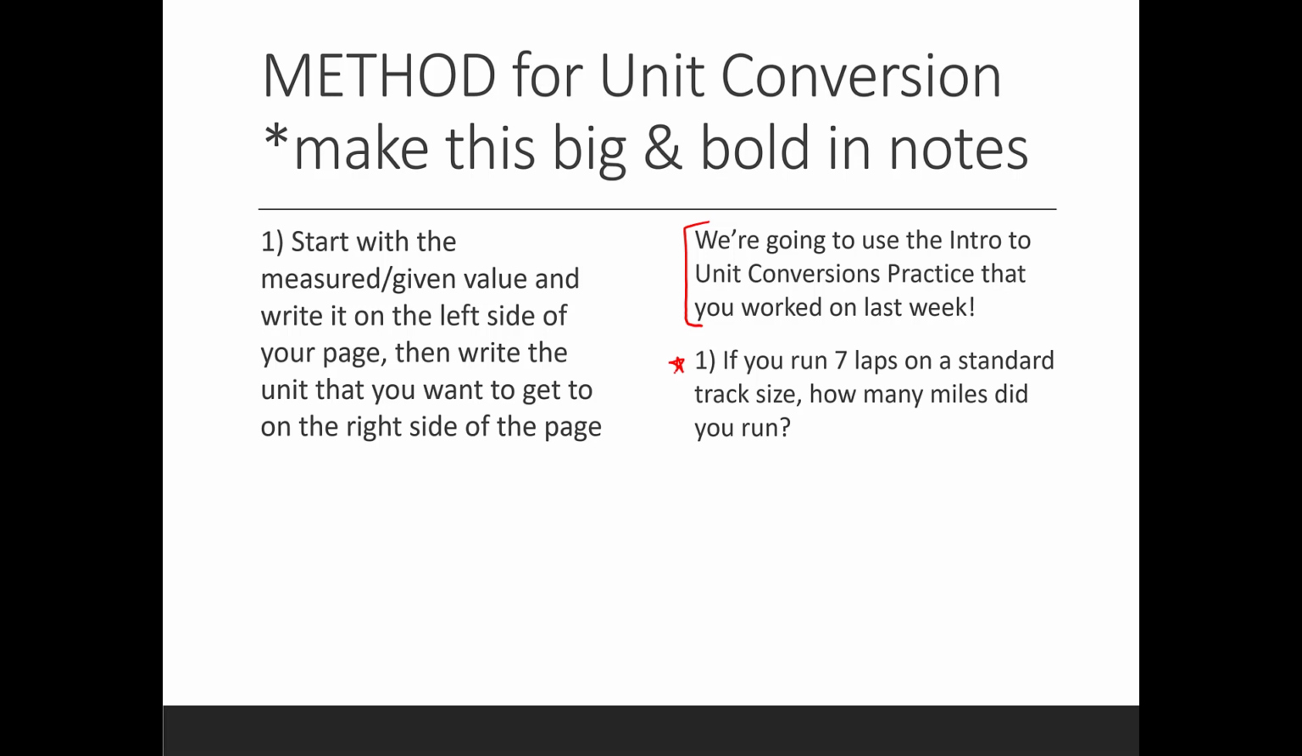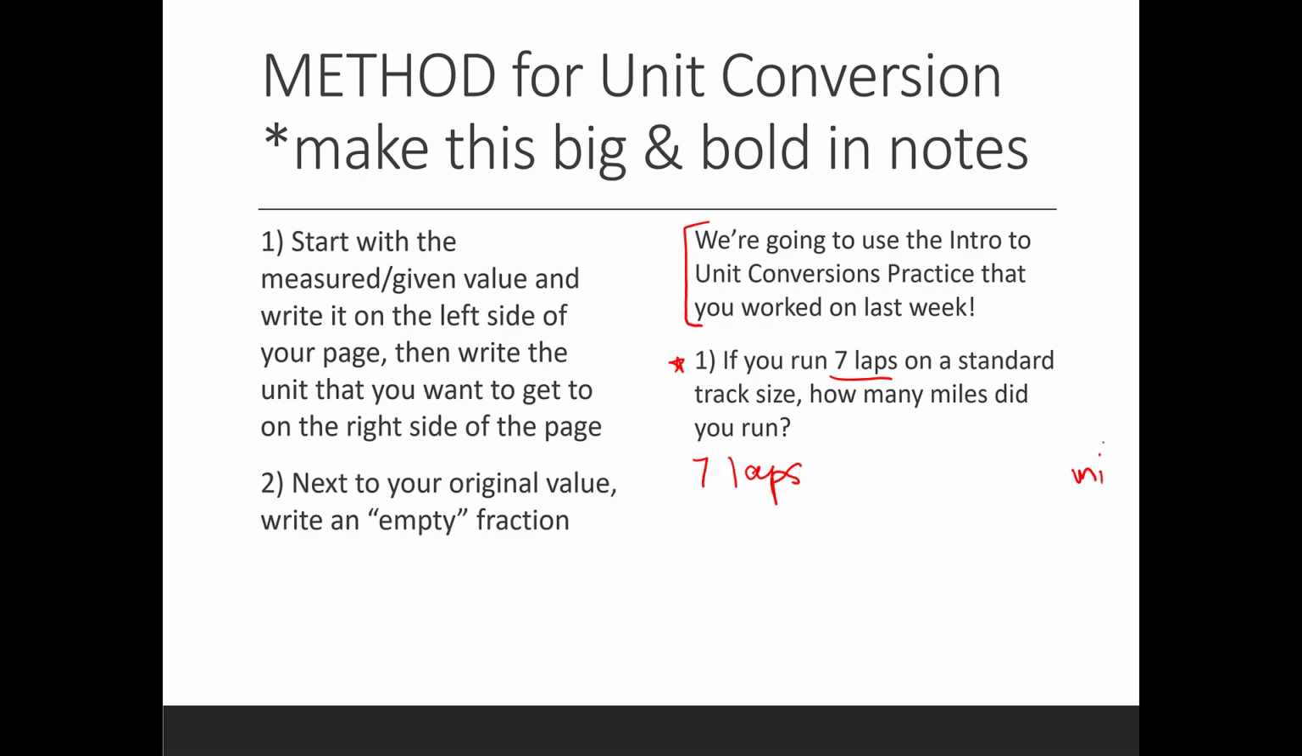So the measured value is 7 laps. So I'm going to write 7 laps on the left side of this problem. Then it says to write the unit that I want to get to on the right side of the page. I want to get to miles, so I'm going to write MI on the right side.